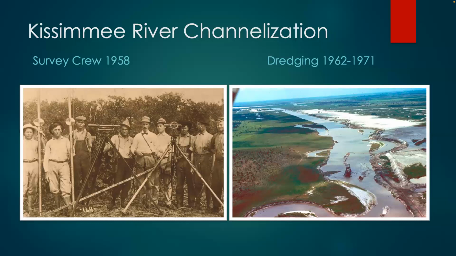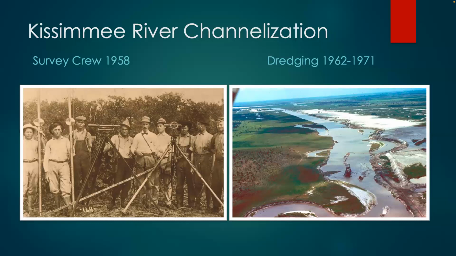So the picture on your left is the survey crew getting ready to survey for the canal. And then the picture on the right shows it actually being dredged. I'm not sure exactly when this picture was taken, but it was somewhere between 1962 and 1971, which is how long the dredging took. It took 9 years to dredge, again, because that was a 56-mile long, 300-foot wide, 30-foot deep canal. It's a big canal.